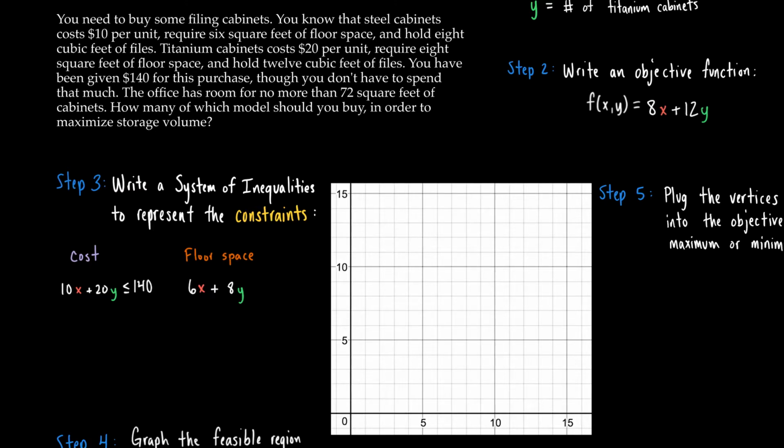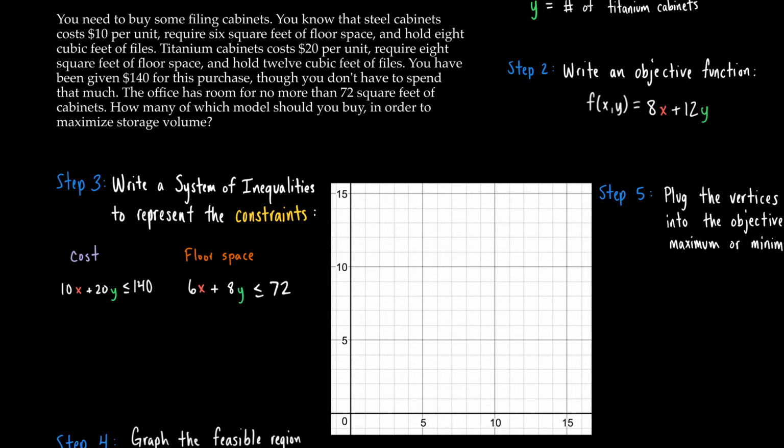How much floor space are we working with here? It said it has no more room than 72 square feet of floor space. So we're going to say that altogether, the total floor space that we use for the steel and the titanium cabinets needs to be less than or equal to 72. Those are our two equations for our constraints. You may, by the way, have many constraints. You might not have a whole lot. Sometimes we do problems like this and there are only 2 constraints. Sometimes there are like 6 constraints. So it just depends on the problem.